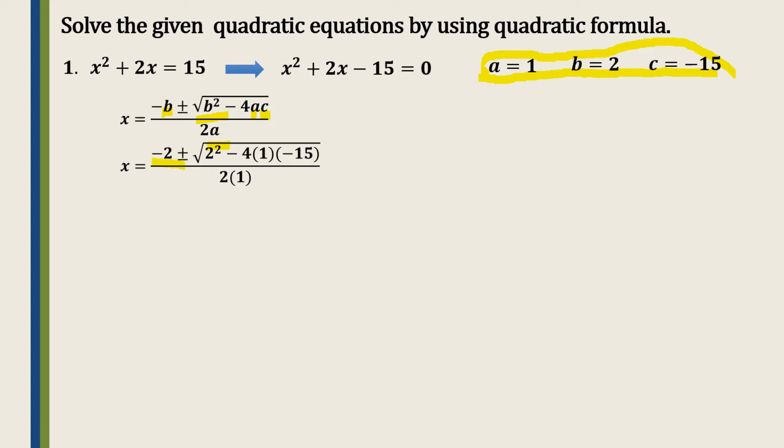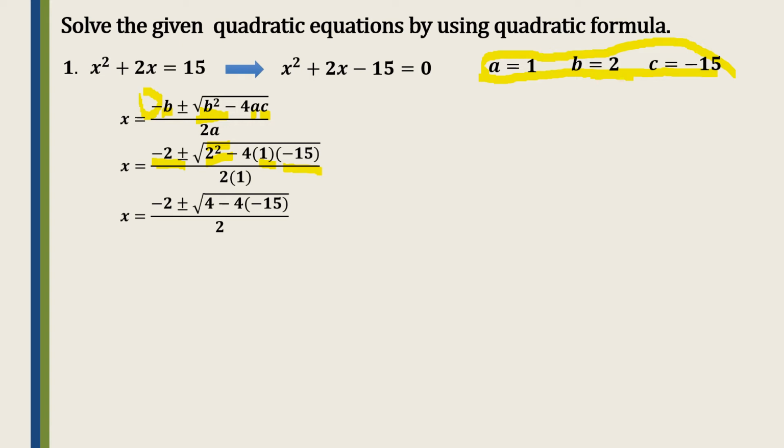2. Bakit negative 2? Ang sabi, ang B daw ay 2. Nakikita sa formula, meron tayong negative sign. Kaya, negative 2 ang nakasulat. So, plus minus the square root of 2 squared. 2 squared, kasi yung B, pinalitan natin ng 2. Minus 4 times 1 times negative 15 all over 2 times 1.